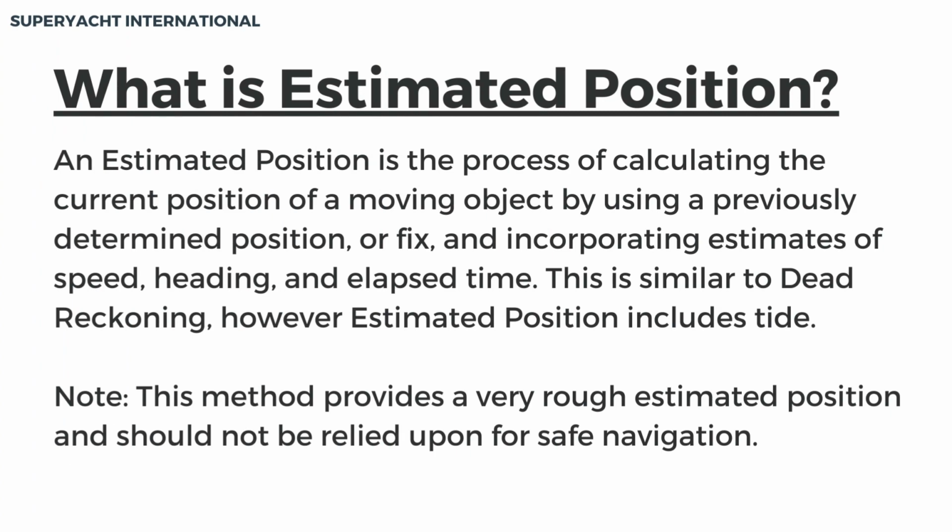What is estimated position? An estimated position is the process of calculating the current position of a moving object by using a previously determined position, or fix, and incorporating estimates of speed, heading, and elapsed time. This is similar to dead reckoning, however estimated position includes tide. Note, this method provides a very rough estimated position and should not be relied upon for safe navigation.